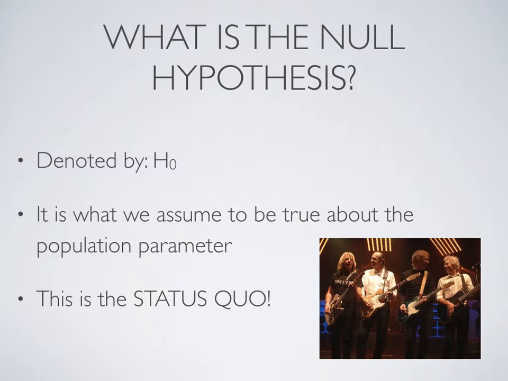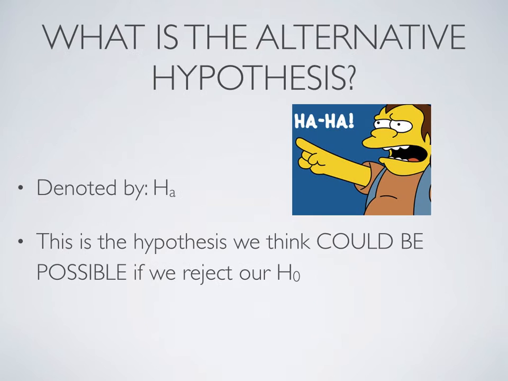So, what is a null hypothesis? We denote it by H0, so you'll hear me saying that a lot. The null hypothesis is your H0. Your H0 is your null hypothesis, and I'll definitely be using the two of these interchangeably. The H0 is what we assume to be the population parameter. This is the status quo, so that's what we expect to happen, that's what we assume will happen. This picture right here is a band called Status Quo. So again, the null hypothesis is what we expect to happen.